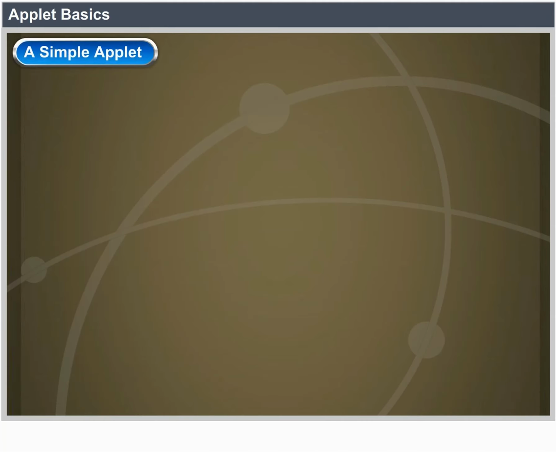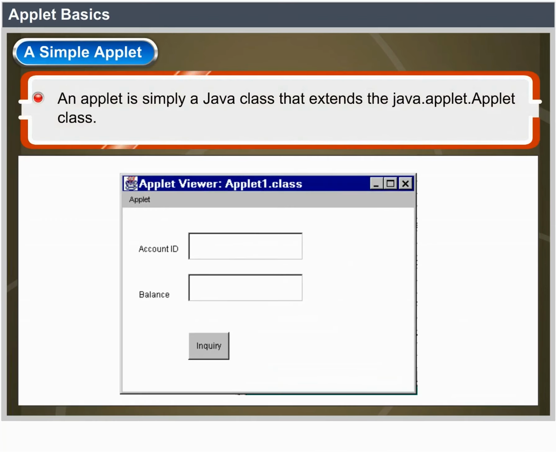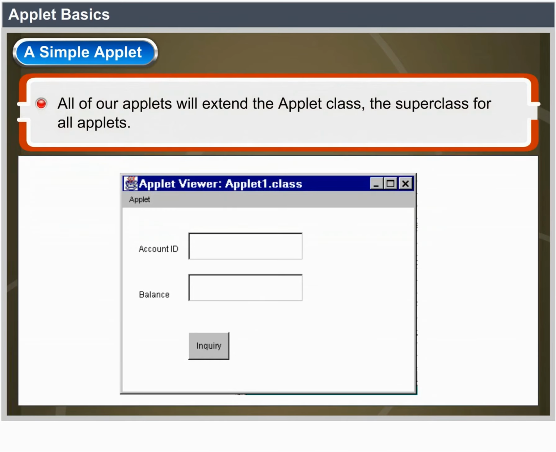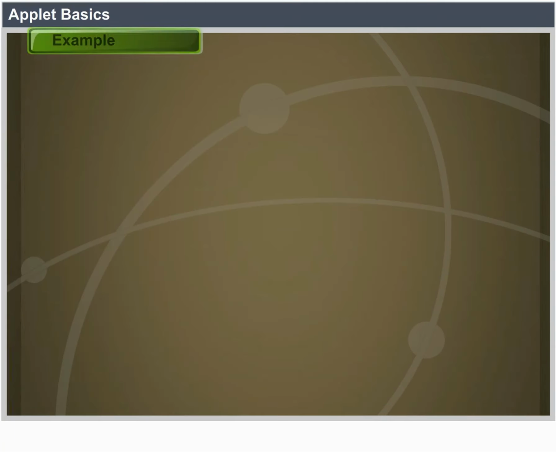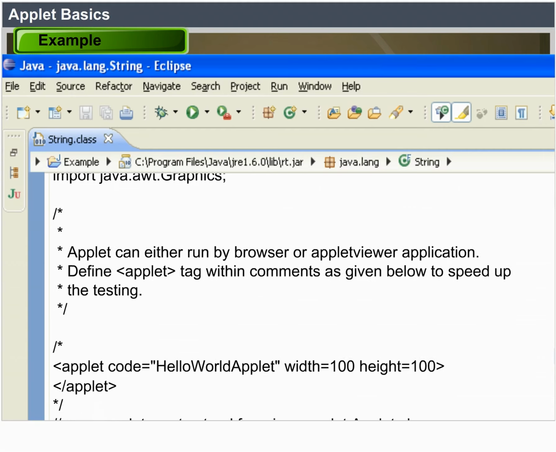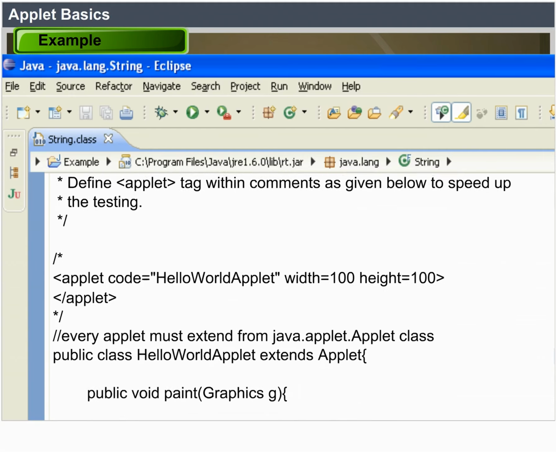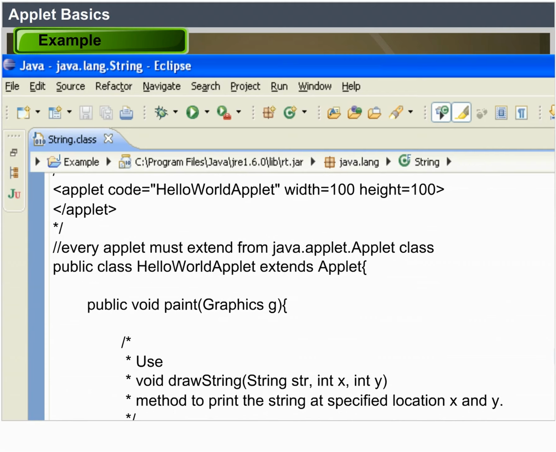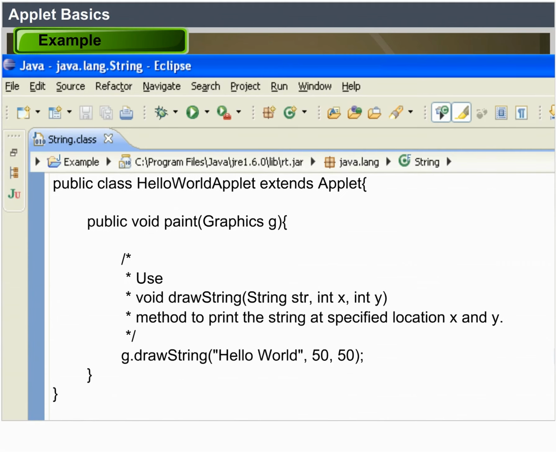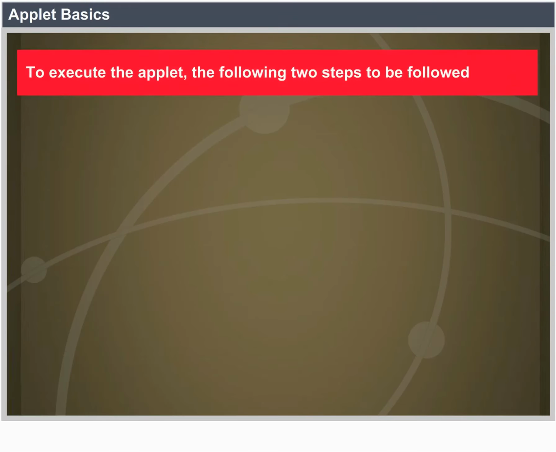A simple applet. An applet is simply a Java class that extends the java.applet.Applet class. All of our applets will extend the Applet class, the superclass for all applets. To execute the applet, the following two steps are to be followed.